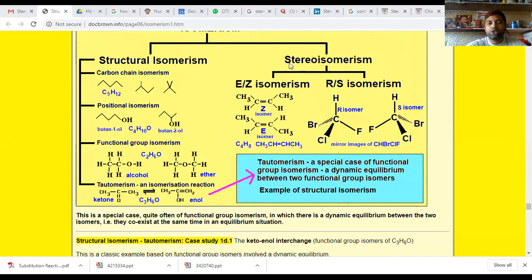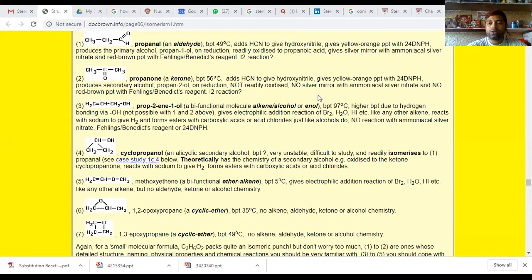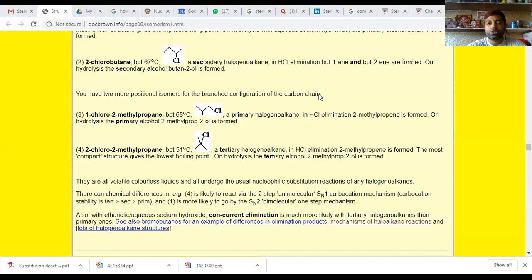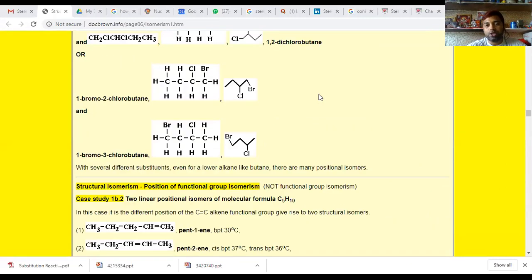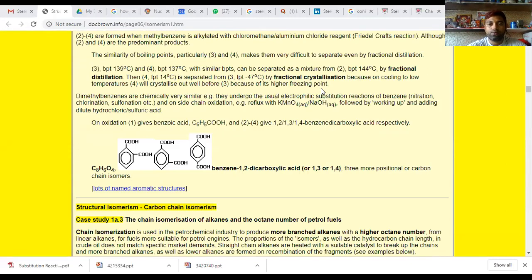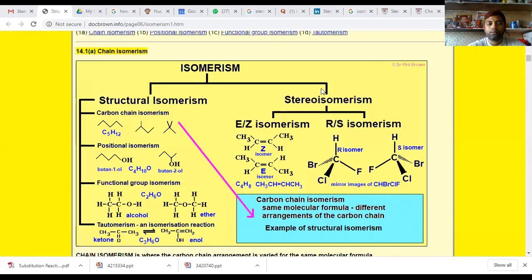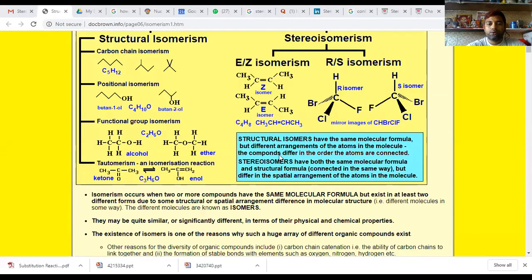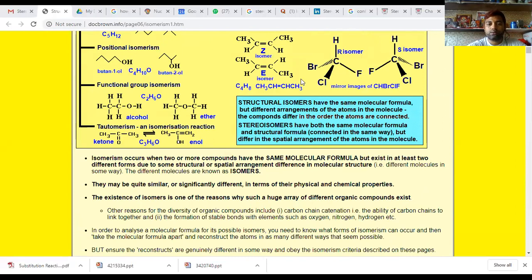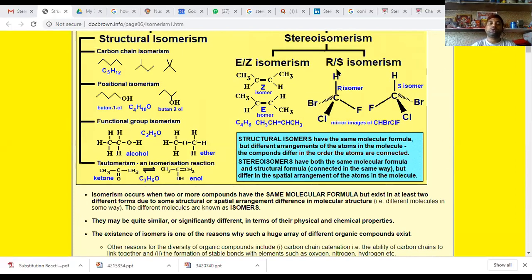Now we'll discuss stereoisomers. First we'll discuss the definition of stereoisomers, then we'll go to another page. So what are stereoisomers? Stereoisomers are classified into two groups: configurational isomers and conformational isomers.